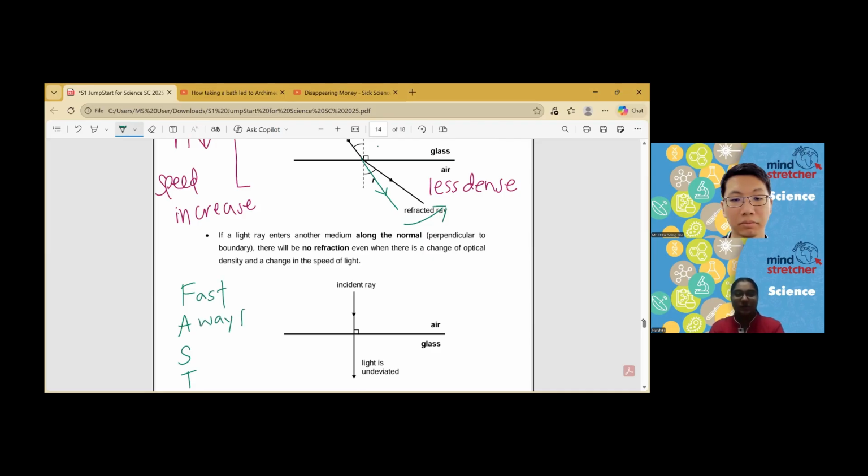is that it's going to move away from the normal. And when the speed of light slows down, it is going to move towards the normal. So this is the acronym that you can remember. And think about whether the speed will increase or decrease first, and whether it should move closer to the normal or further away from the normal. Those will be the two clues that you need in order for you to draw this ray diagram.